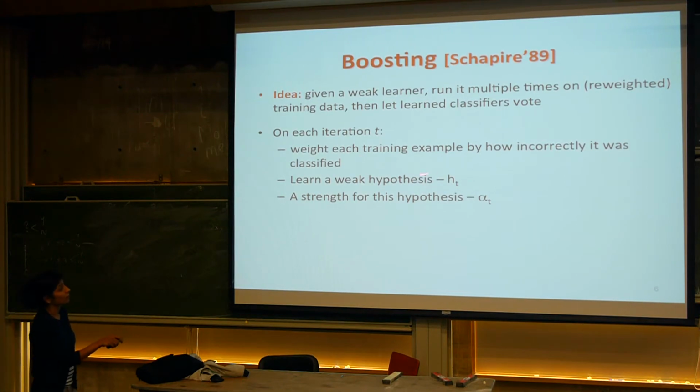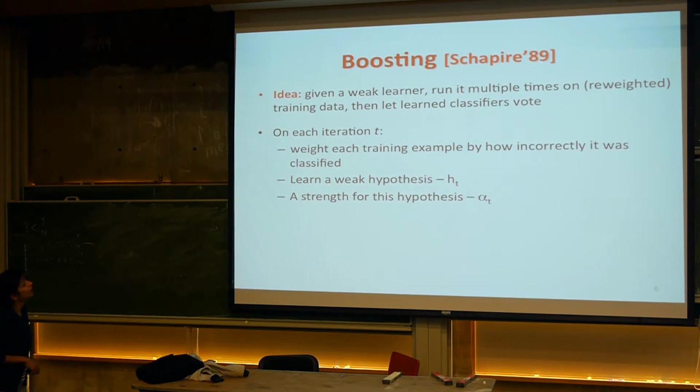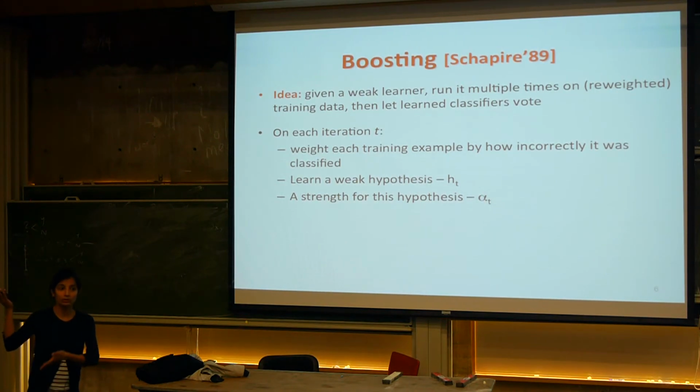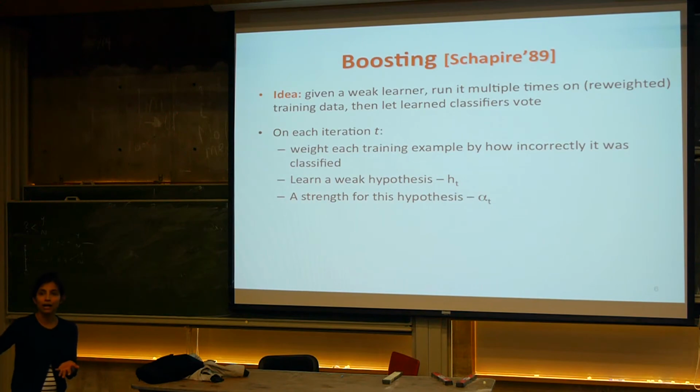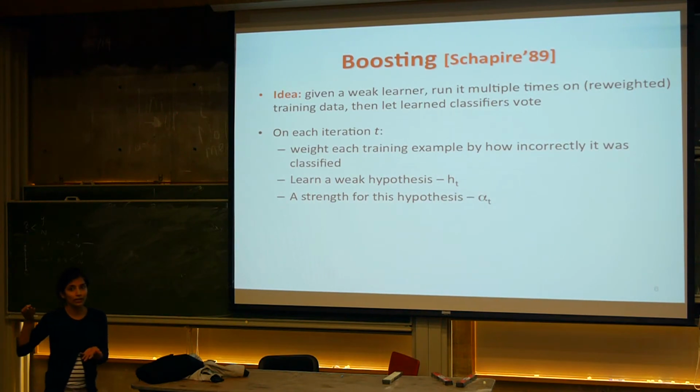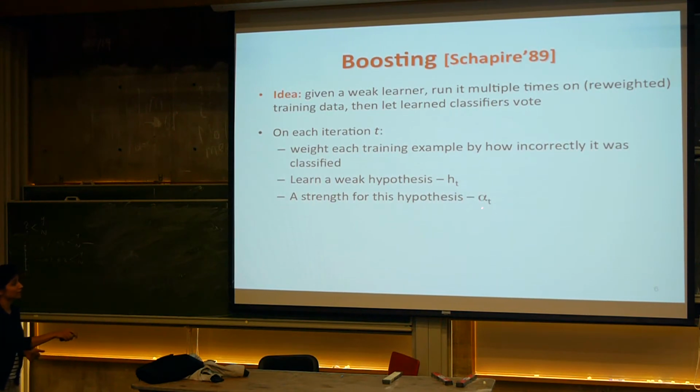So we are going to learn a weak hypothesis once we have assigned weights to the training examples by how incorrectly it was classified by the previous weak classifier. And then we learn a strength for this weak hypothesis. How much should it contribute to the final decision? If it's able to do pretty well, then we'll give it higher weight, otherwise we'll give it lower weight. And we'll see exactly how to set these weights in a minute.